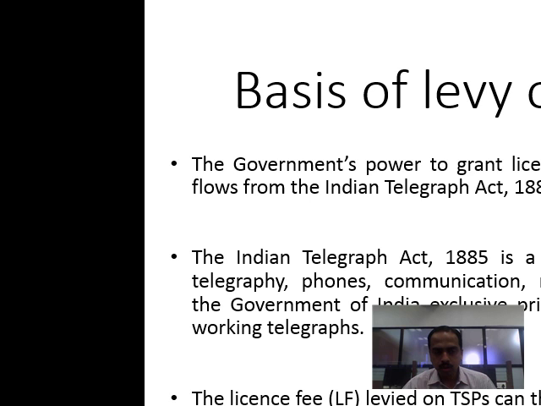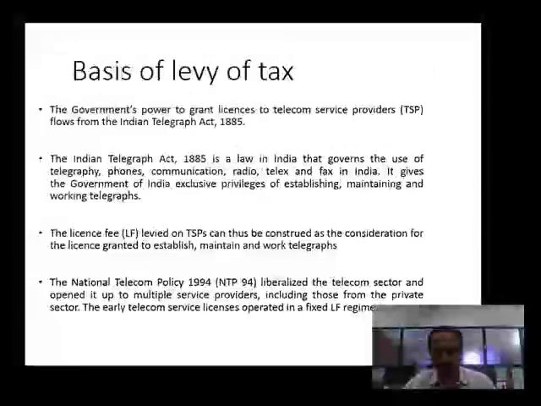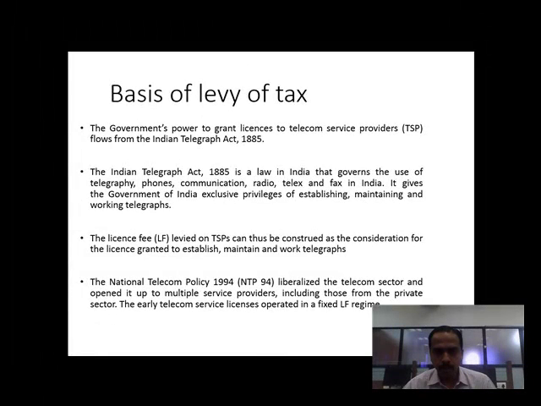Later on, the National Telecom Policy in 1994, known as NTP 94, liberalized the telecom sector and opened it up to multiple service providers, including those from the private sector. The early telecom service licenses operated in a fixed license fee regime.